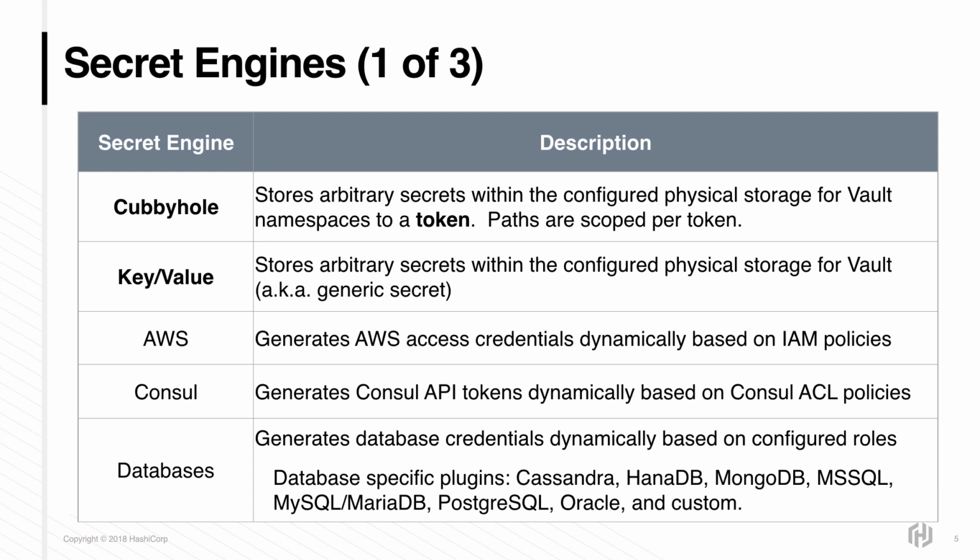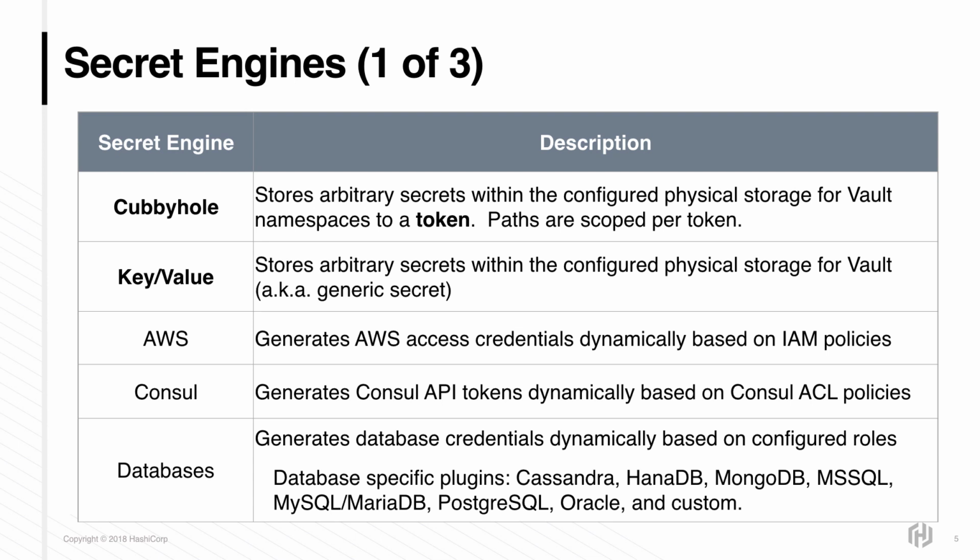Cubbyhole secret engines store arbitrary secrets within the configured physical storage for Vault, namespaced to a token. Paths are scoped per token. Key value secret engines store arbitrary secrets within the configured physical storage for Vault, also known as generic secrets. AWS secret engines generate AWS access credentials dynamically based on IAM policies. Consul secret engines generate Consul API tokens dynamically based on Consul ACL policies.